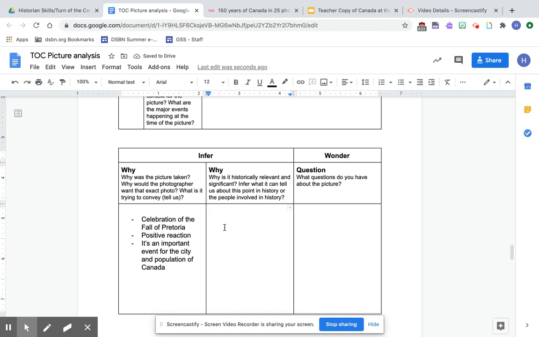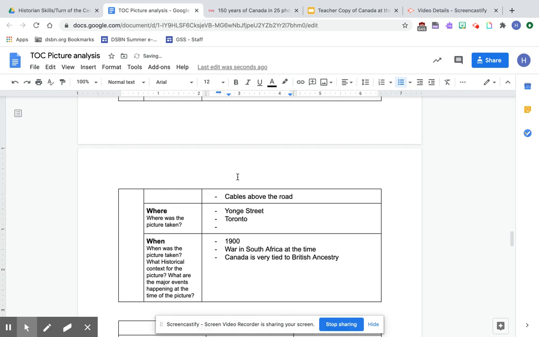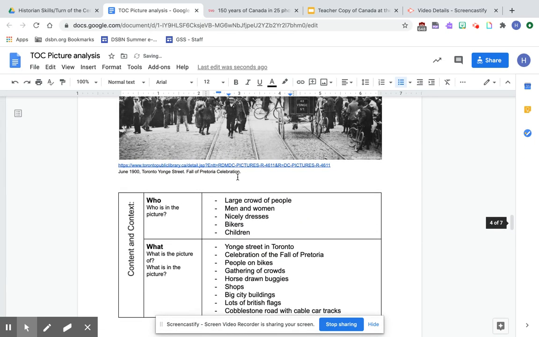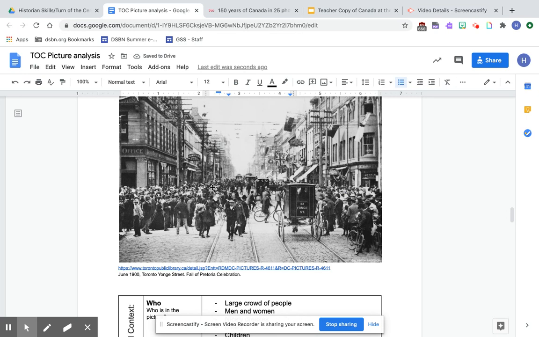Again, you might have other answers. That's okay too. If you aren't sure if your answers fit exactly, feel free to email me and we'll go over it. So why is it historically relevant and significant? Infer what it can tell us about this point in history and the people involved. Well, people supported the actions and wars of the British Empire, because we are celebrating a victory within the Boer War for the British here.